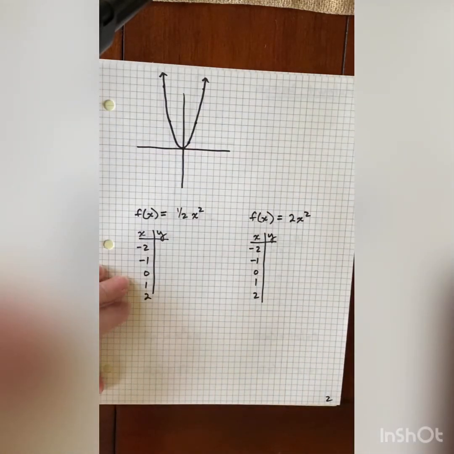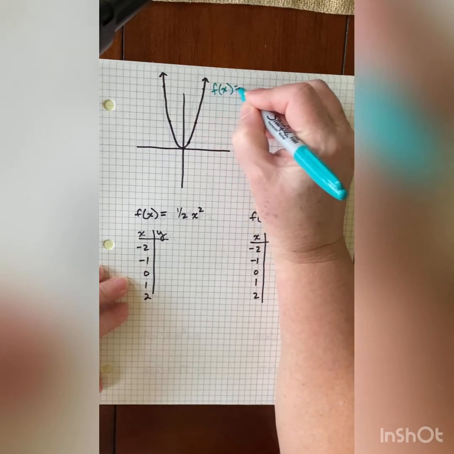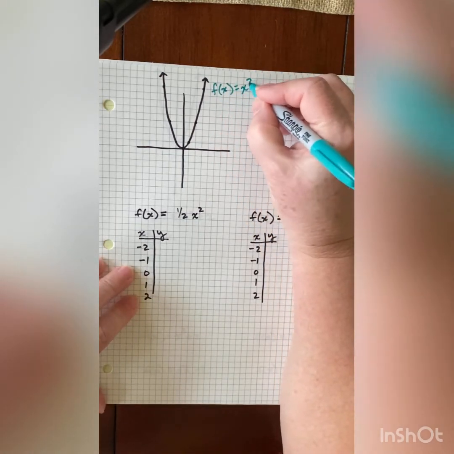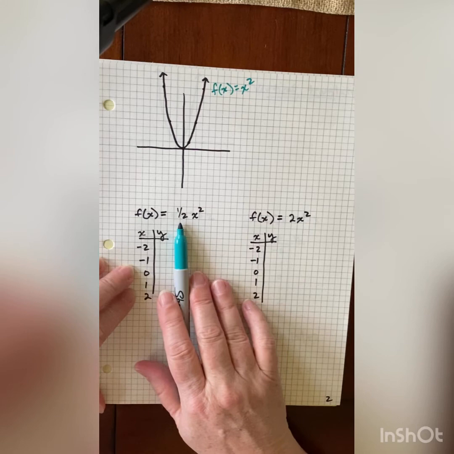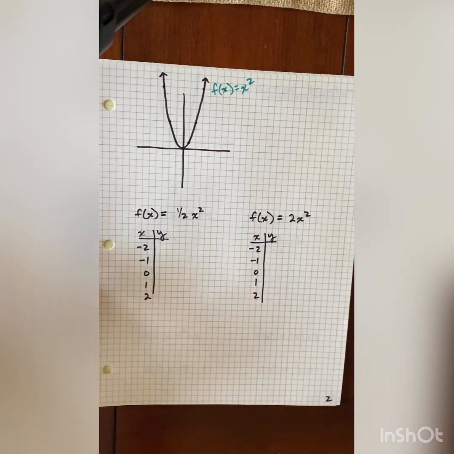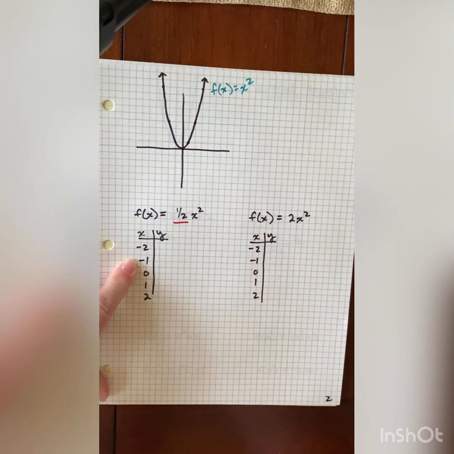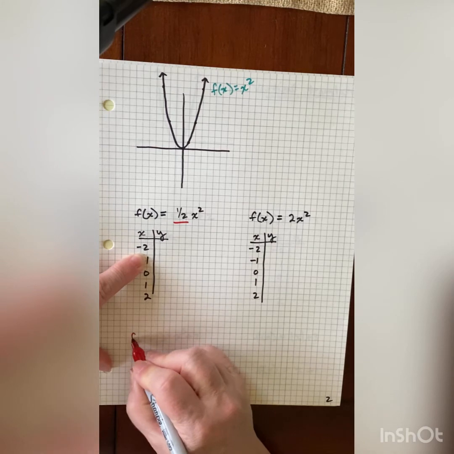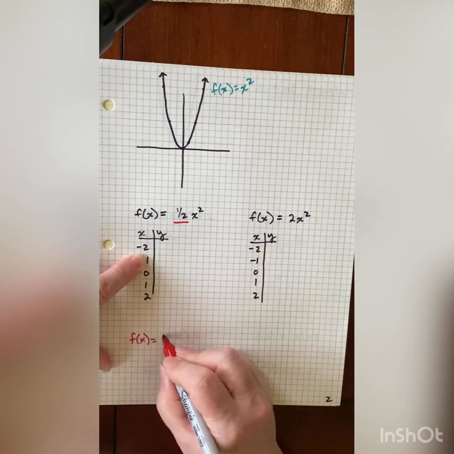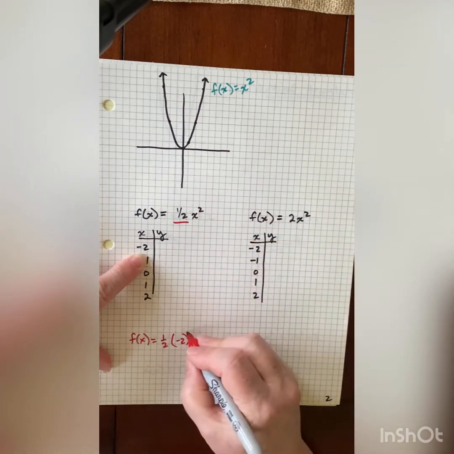All right, let's do a few more. So here's our standard one. This is the f of x equals x squared, our standard. And we're gonna put a 1/2 in front here and a 2 in front there, and see what happens. Okay, so I'm going to do this one here in red. See what happens when we put the 1/2 in there. All right, so if I have f of x equals 1/2, then I'm putting a -2 in when I see that x and square it.